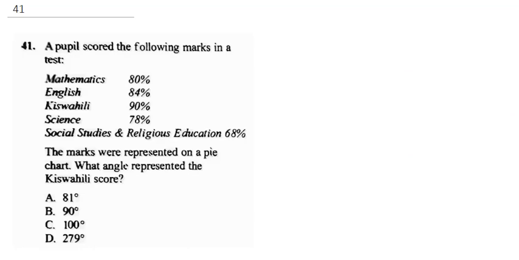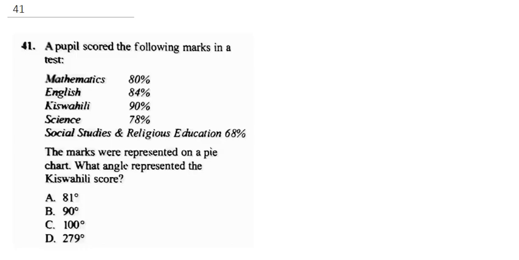Question 41 says, a pupil scored the following marks in a test. Now you can see the subjects and all the marks in percentage. The marks were represented on a pie chart. What angle represents the Kiswahili score?